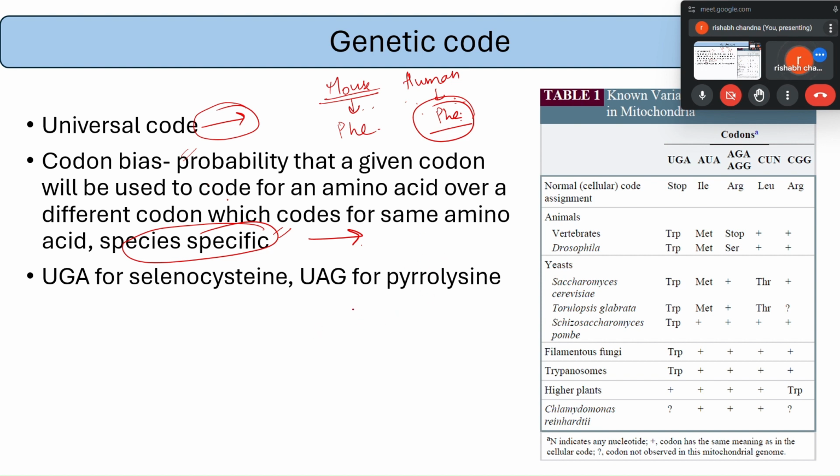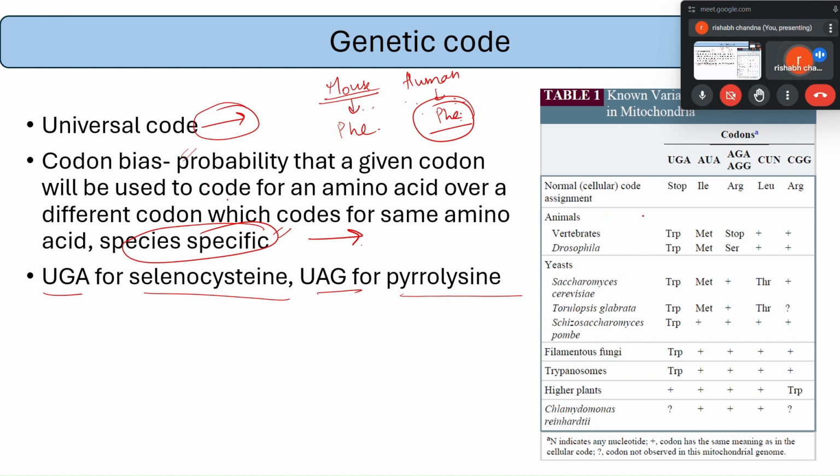And on this basis, we have certain codons that code for different amino acids, or there are stop codons. These two are stop codons, but they code for different amino acids that are found in bacteria. UGA codes for selenocysteine and UAG codes for pyrrolysine.